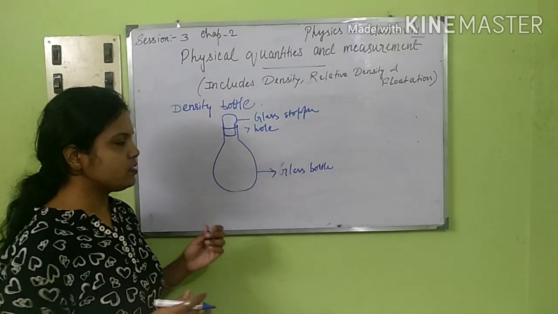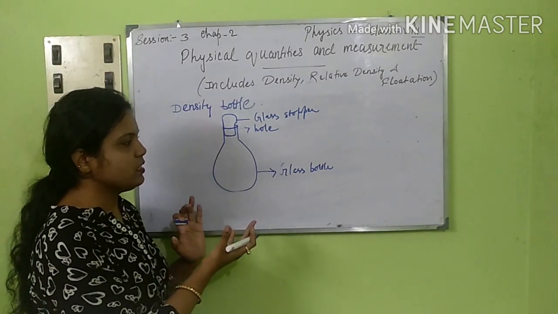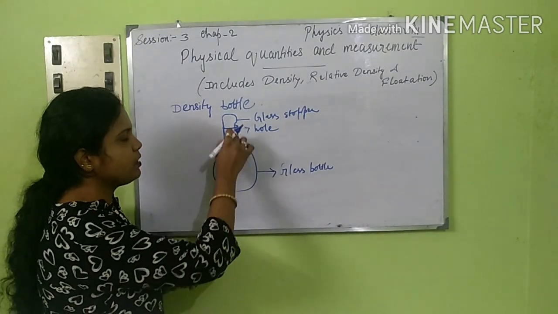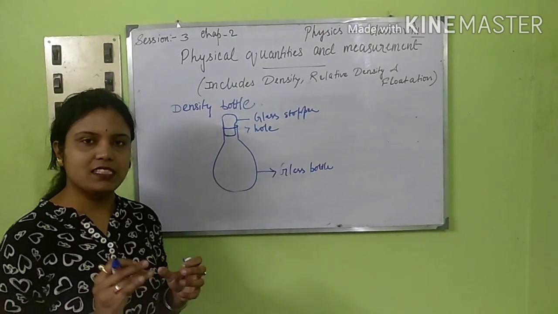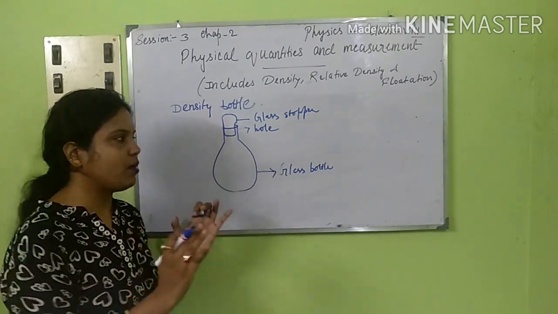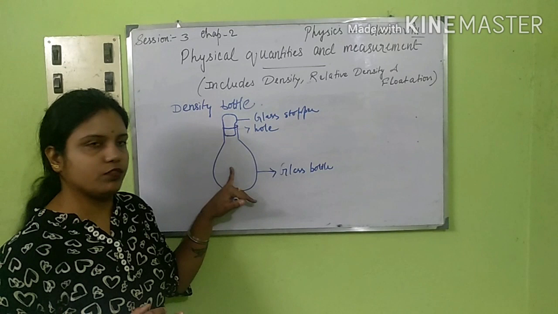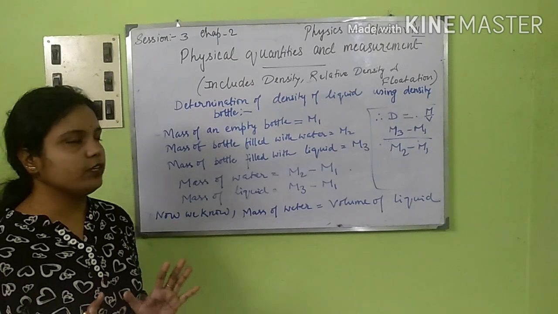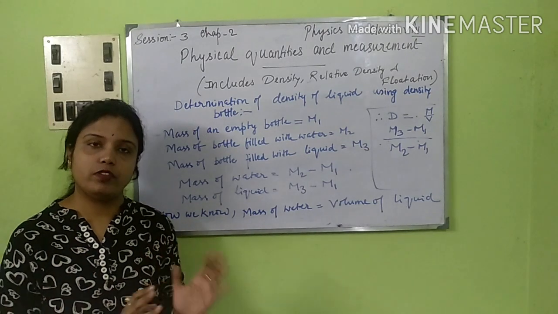Now how does it look? You can see it is a glass bottle with a glass stopper at its end, and it has a hole in it. Whenever you are filling the liquid and putting the stopper, the excess liquid flows out through this hole. It will exactly contain whatever it can contain. So this gives the density of the particular liquid. This is the determination of density of a liquid using the density bottle. This formula you are going to use in any sum that will be provided to you.